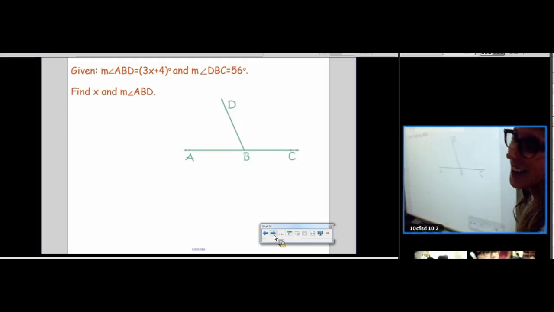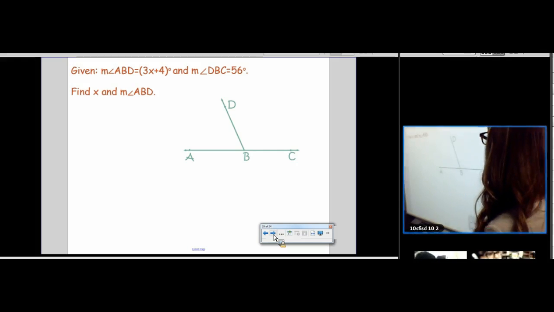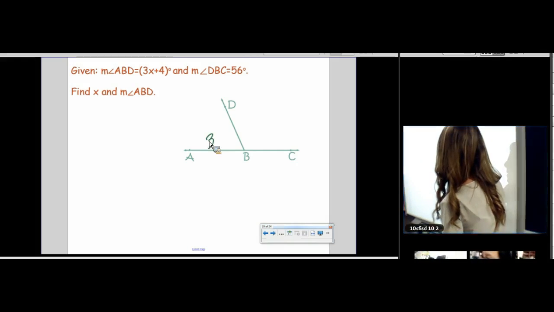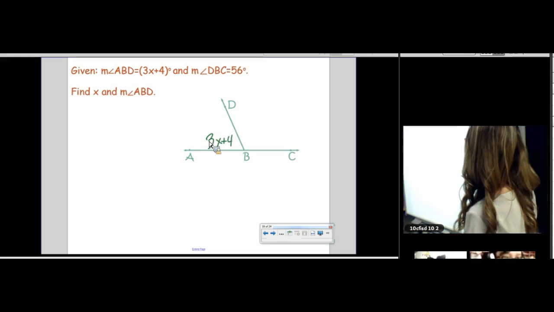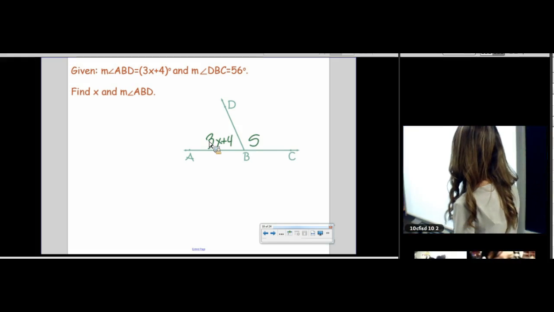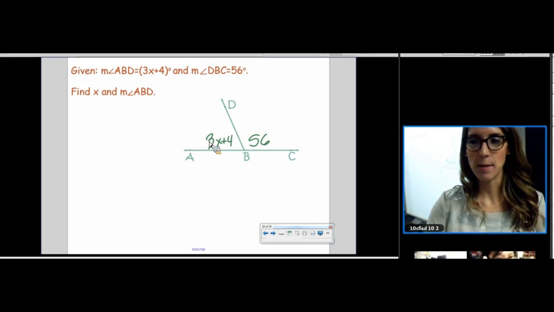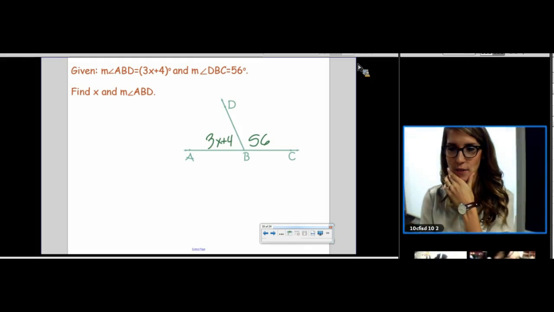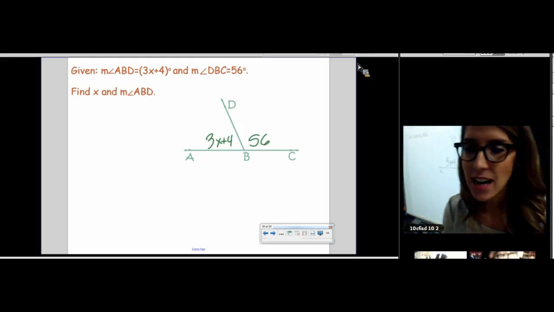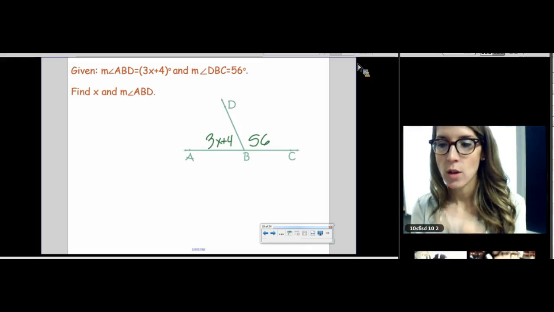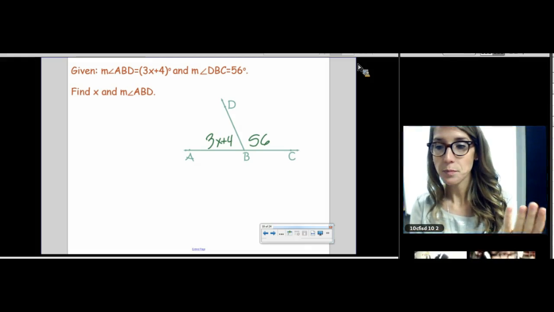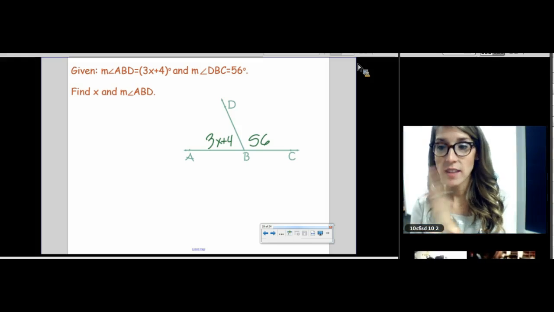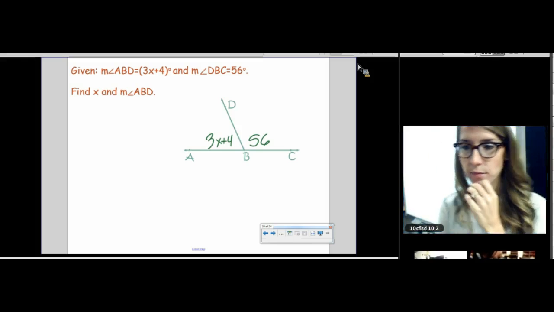Oh, that'd be fun. Okay, given ABD is 3x plus 4 and DBC is 56. We're keeping the algebra simple, guys. Notice we're not having you solve quadratics or anything crazy like that. We save that for the homework. Can a bisector form a linear pair? You can bisect a straight line, and then you'd have 90 and 90, sure.